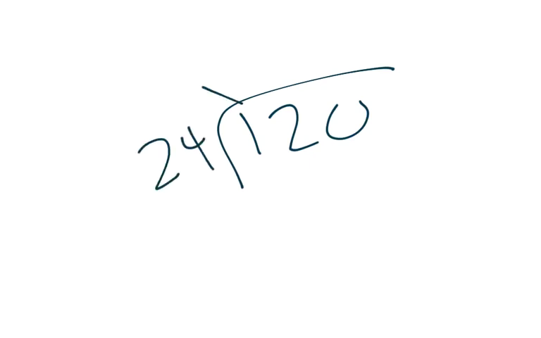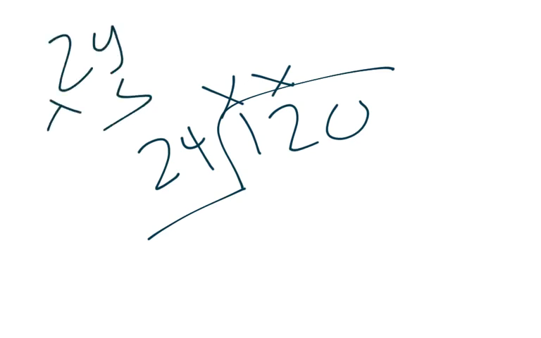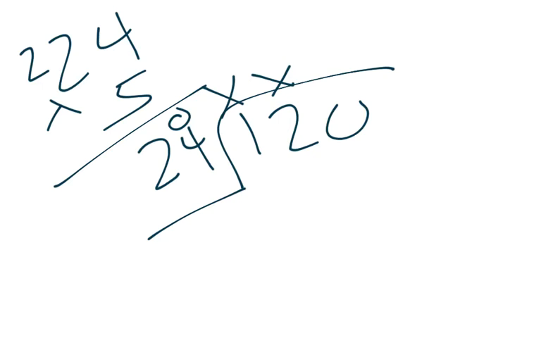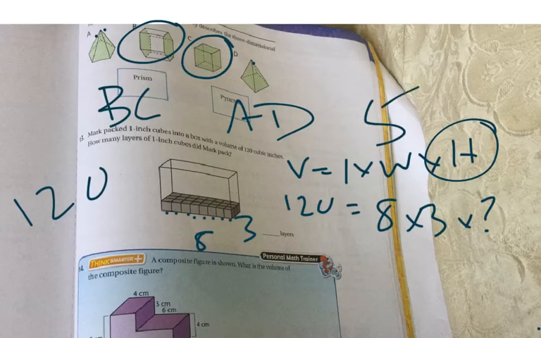Let's see, 24 can't go into 1, can't go into 12. Let's think of this as 25. 25, 50, 75, 100. 125 would be 5. Let's try 5 times 24. That's a 4. Sorry, guys. 5 times 4 is 20. 5 times 2 is 10, plus 2 would be 120. That worked out. So the missing height would be 5. So it would be 5 layers.